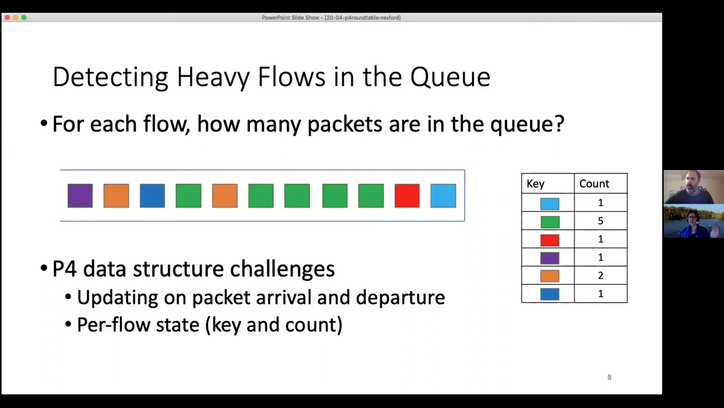Once when the packet arrives, to add to the count, and once when it departs to decrement the count, so that it's no longer held responsible for microbursts that take place later after it's long gone. So I'm going to walk you through how we do both of those things directly in the data plane and how we got this running on a Barefoot Tofino switch.